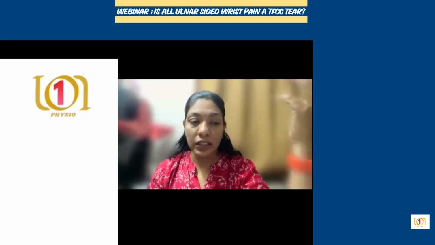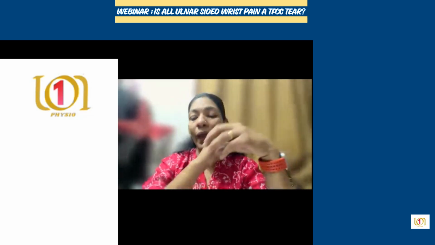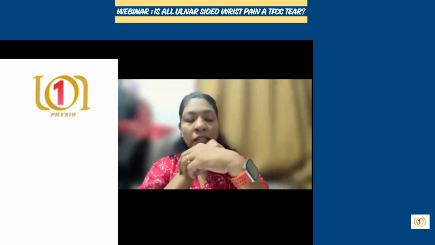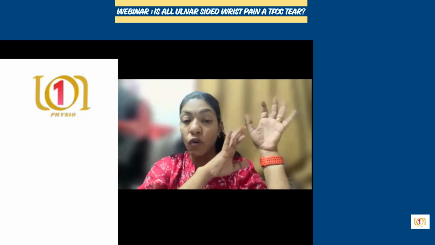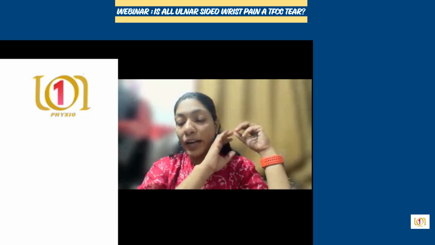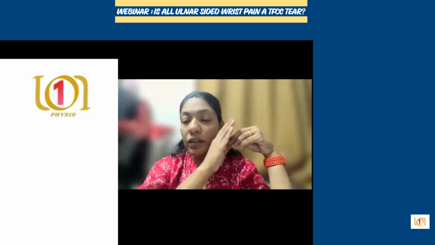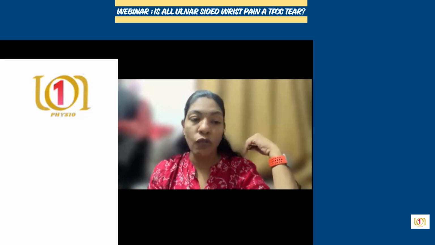Suppose our patient shows a negative result in this test and there is no pain when we do the ulnar movement and there is no increased movement in this area, then we can suspect it can be a TFCC fovea injury. So to confirm the TFCC fovea injury, we will do the fovea sign test. So how to do the fovea sign test?